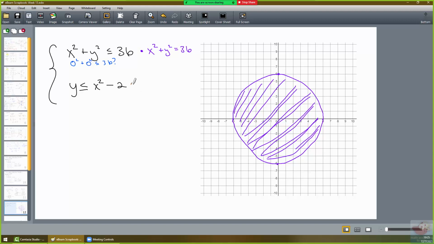The next one I'm going to do in this peanut butter color. Again, ignore the inequality. Graph the related equation. Notice this guy is a parabola moved down 2 units. So all your other equations are fair game in this section. So that guy will look something like this.